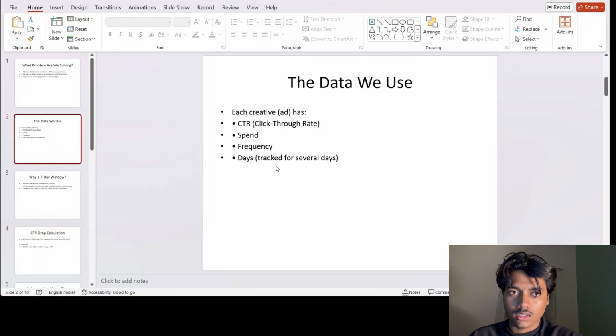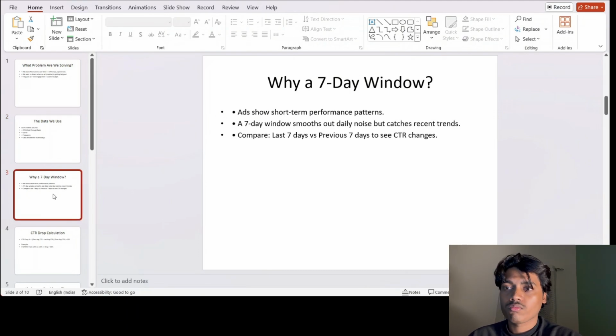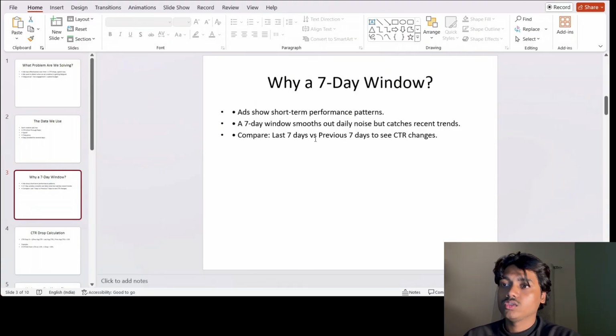Then for our calculation, we are using a 7-day window frame. So we can easily identify short-term performance patterns. Also, the 7-day window smooths out the daily noise, but it catches the recent trends. Then we are comparing the last 7 days versus the previous 7 days to see the CTR changes, like the last 7 days and the 7 days before the last 7 days. So this is how we are doing the CTR calculation.